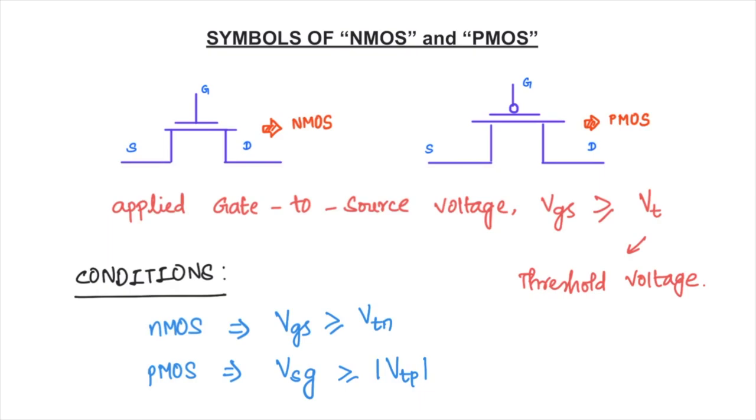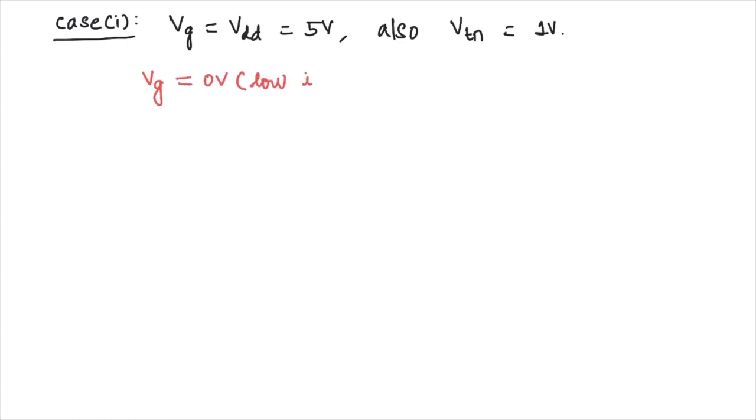Now let us start with the examples for nMOS transistor and understand how nMOS passes strong 0 and weak 1. Let us consider the gate voltage to be equal to the supply voltage VDD, which is 5 volts. Also, let us consider the threshold voltage of nMOS transistor to be 1 volt. The gate voltage and the threshold voltage of nMOS transistor are going to be fixed. This is because when VGS, which means the gate voltage, is 0 volt, we consider this a low input voltage.